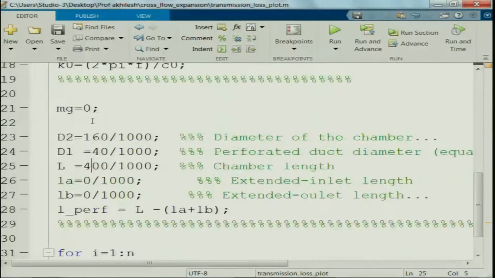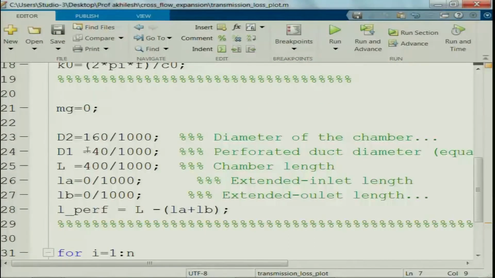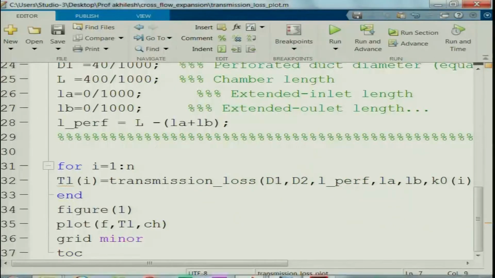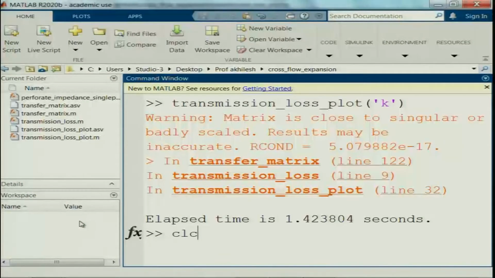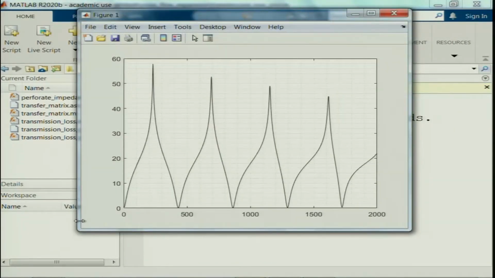So, let us choose a nominal porosity of 10%, 160 mm diameter, and 40 as the perforated diameter. There are no extensions. The code at the moment cannot take care of extensions for reverse flow configuration. One needs to write a lot of things, develop proper routines where you can have LA, LB values. But for now, for the sake of demonstration, I am just putting in 0 values and some value of this thing. It will behave exactly like your flow reversal end chamber. So, you get a lot of peaks and troughs.